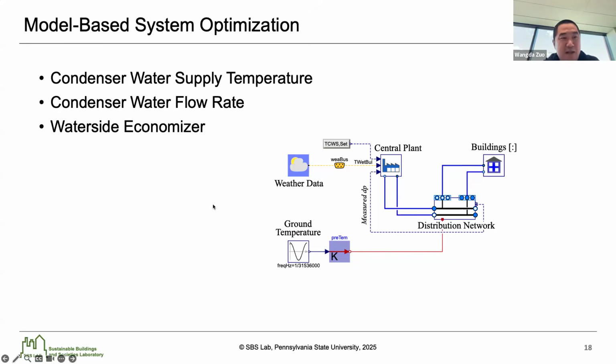So here we tried 3 different approaches. Those you typically can find from literature or from the industry magazines. People recommend which approach you could use to optimize your system operations. So the 3 approaches we took, one is condenser water supply temperature. Another one is condenser water flow rates, which you can adjust your pump power. And the third one, do we really need a water side economizer?